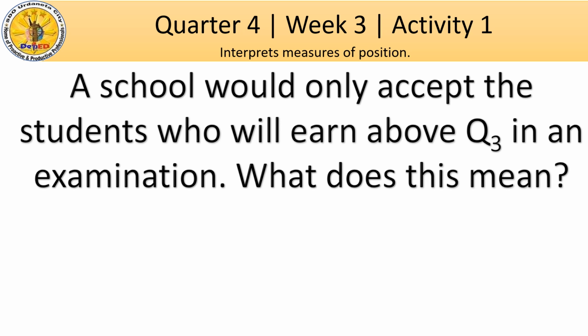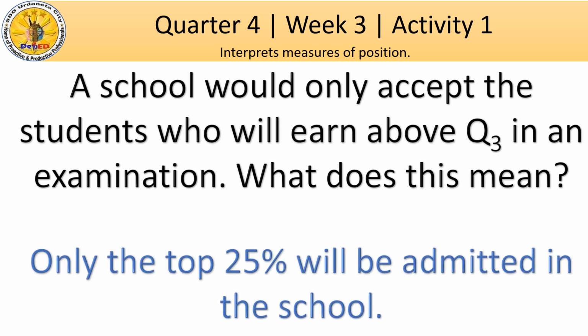Okay, so we know that quartile 3 pertains to the score which is less than or equal to the given value. So 75% of the scores should be less than or equal to that given value. So we can now interpret this situation as only the top 25% will be admitted in the school, because the situation tells us that only those who will earn above quartile 3. And if we are talking about above quartile 3, it is above the value which is represented by quartile 3.